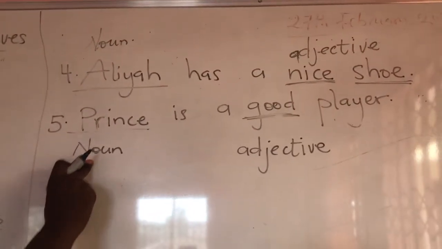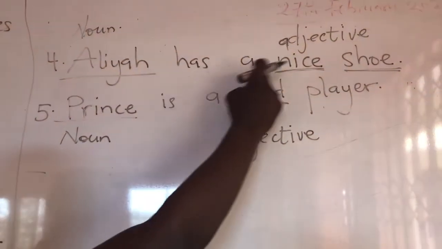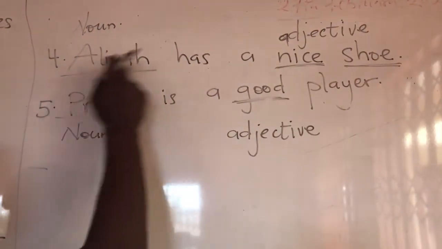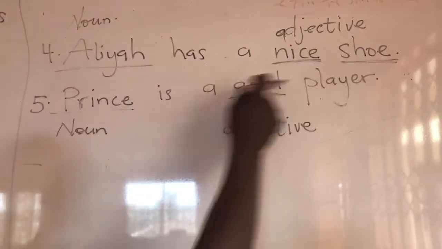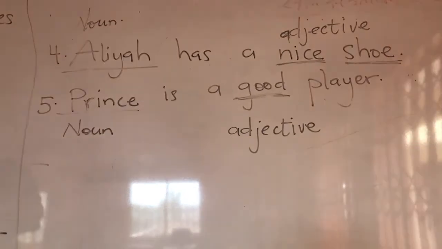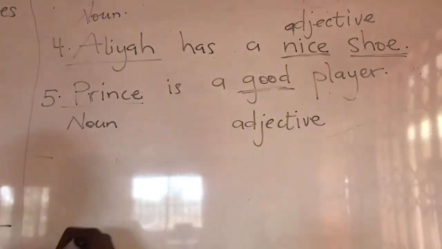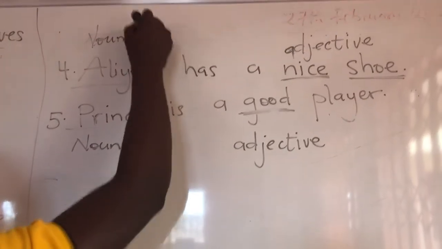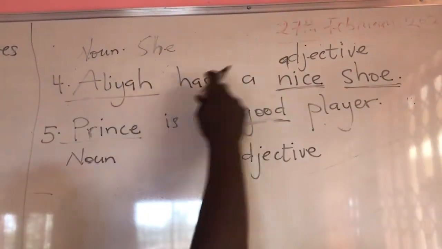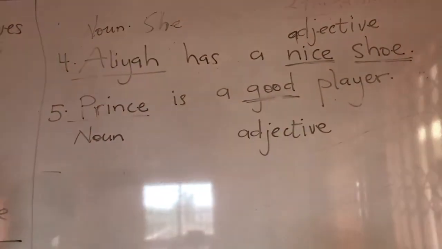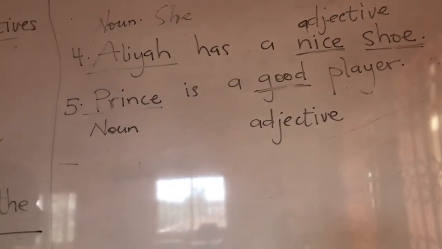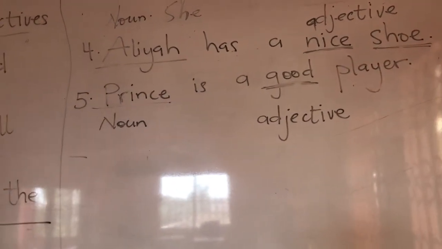Alia has a nice shoe. Alia here can change to she. She has a nice shoe. The she becomes a pronoun.